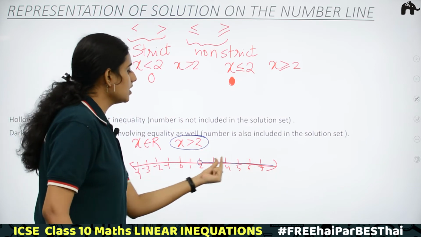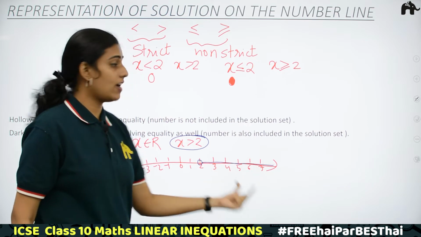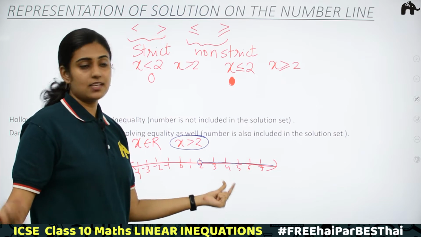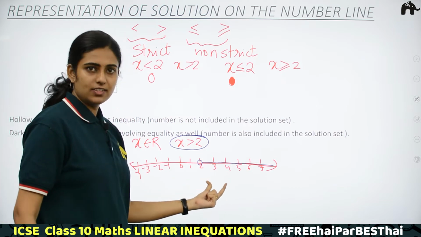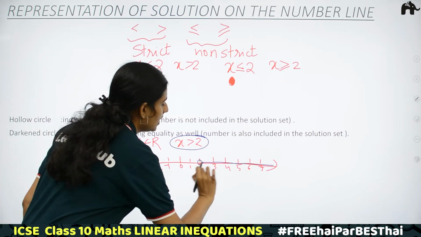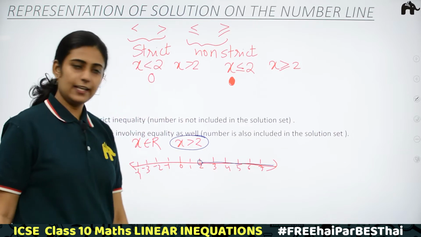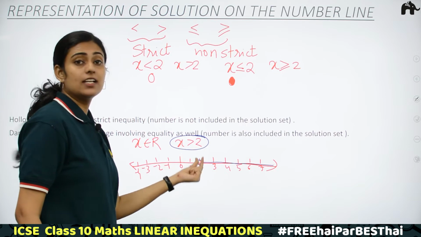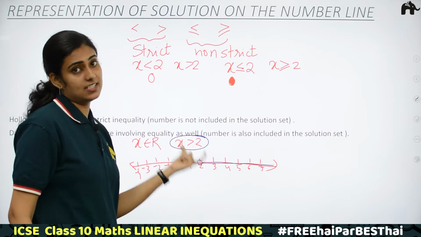You cannot mark just 3, 4, 5, 6 because they are integer values. We need real numbers. Between 2 and 3, we have many real numbers, fractions, decimals, etc. All these should be included, so we are using the straight line. Clear? This means all the points are included. Here, we have used a hollow circle because this is a strict inequality.